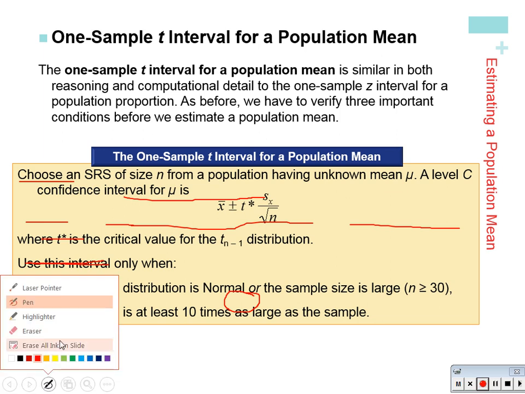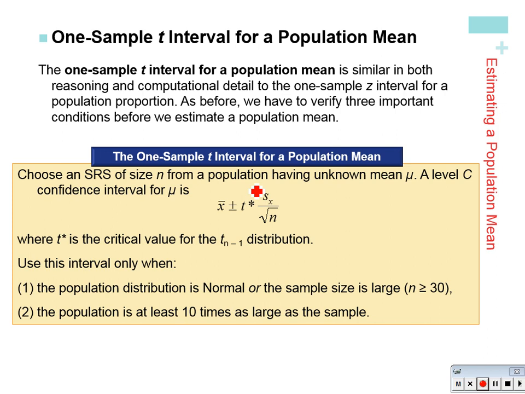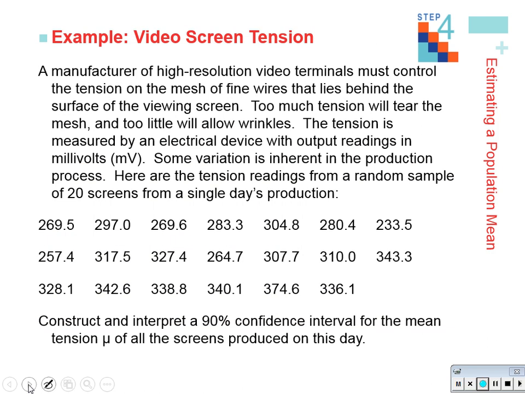So as far as the formula, once again this is the name for this: a one sample t interval, and this is the formula you use for that, which we talked about on the previous slide.